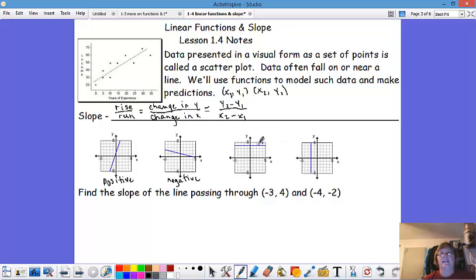This line is not changing at all in its height. It stays the same from one edge to the other. That horizontal line is of the form y equals some number. This one happens to be 4. And this has a slope of 0. There is no rise in this one.